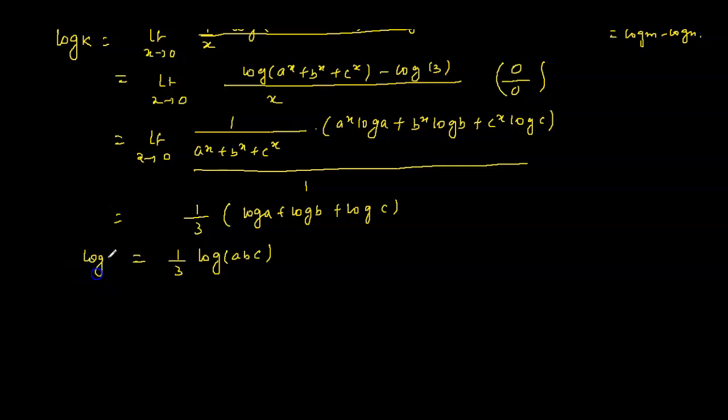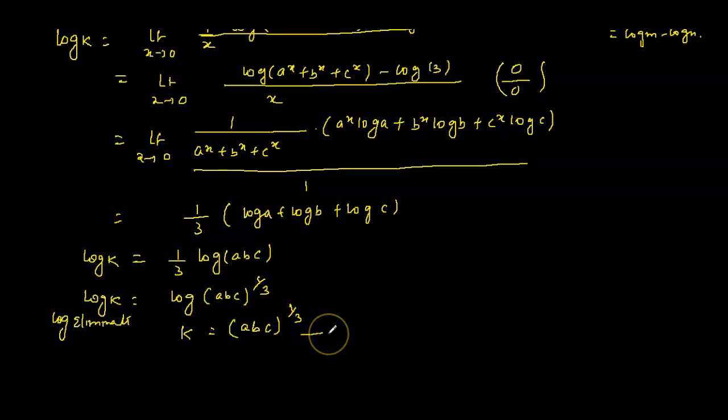This is log of k on the left hand side, and this one I can write as log of a, b, c to the power of 1 by 3. So the log you can eliminate here. Don't say cancel, it is called eliminate. Log eliminated, so k is equal to a, b, c to the power of 1 by 3. This is the important one, asked so many times.